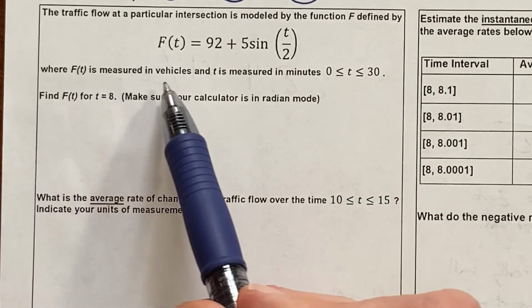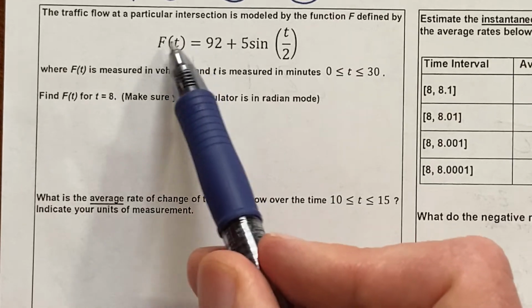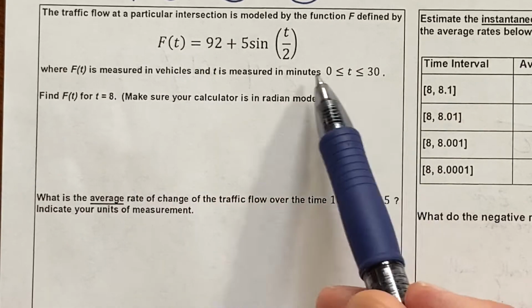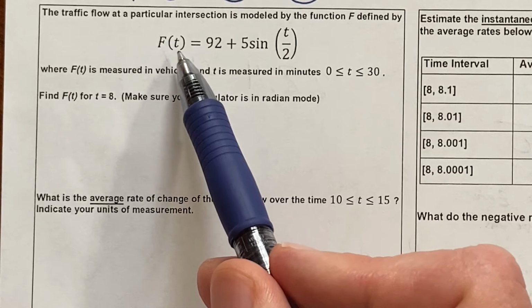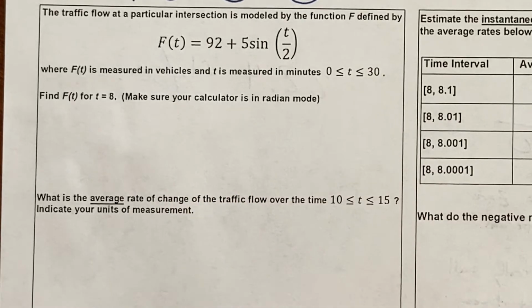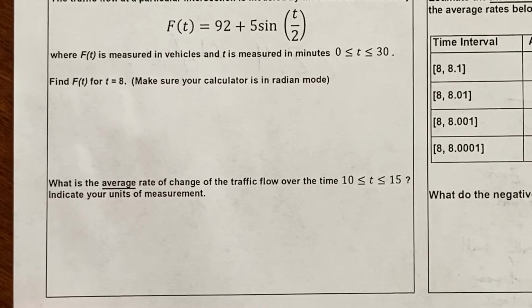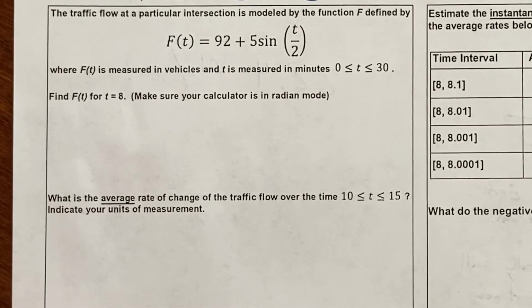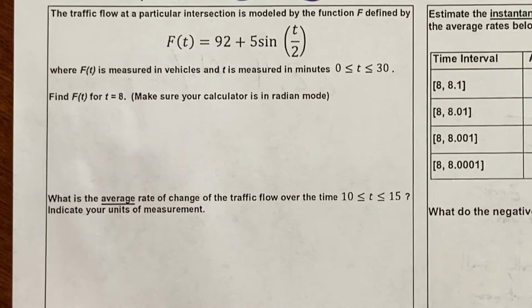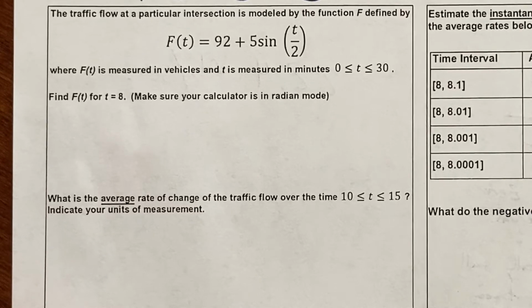So where f of t is measured in vehicles, so our answer will be in vehicles, and t is in minutes. So we're going to be looking at what, cars per minute maybe? Vehicles per minute, sorry. Got some trucks out there, and sports utility vehicles, or perhaps bicycles. I don't know what else you can drive these days. Miniature van.